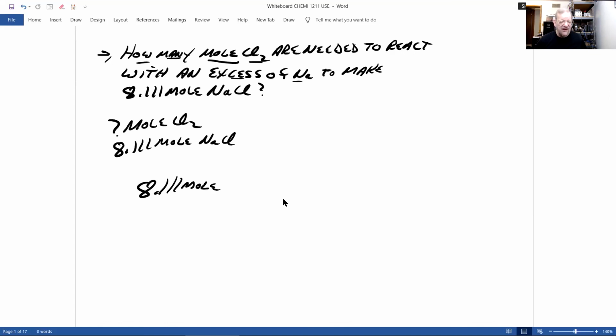Oh, by the way, don't forget, if you ever go out in a restaurant with me or any other chemist, we're going to say, please pass the NaCl, meaning the table salt. This is the formula for table salt, or you know it as salt.